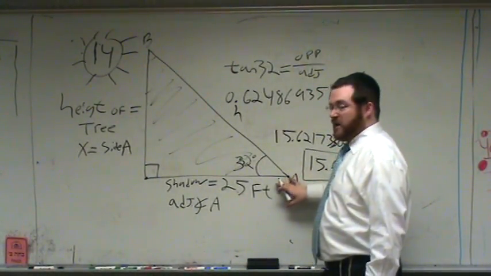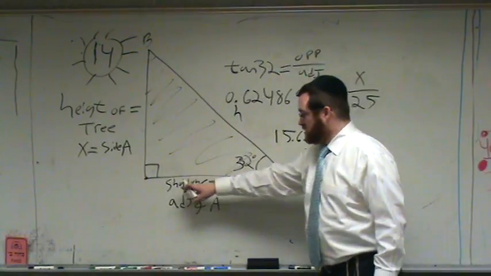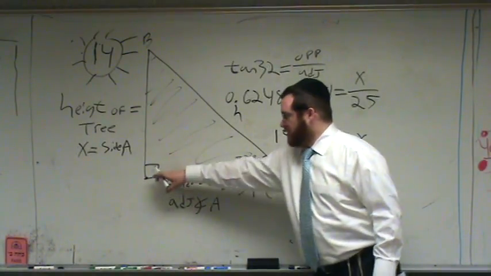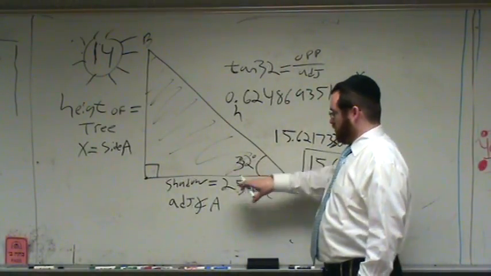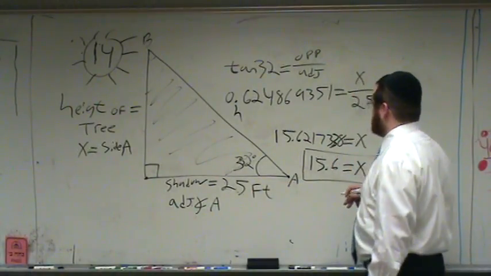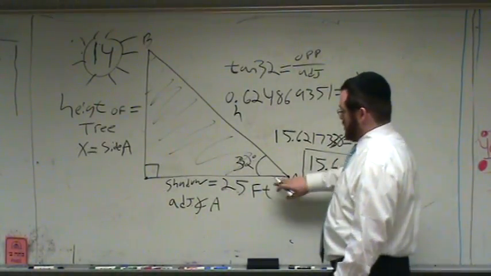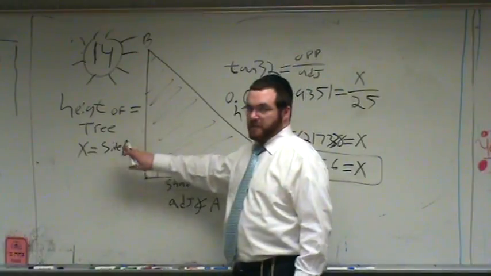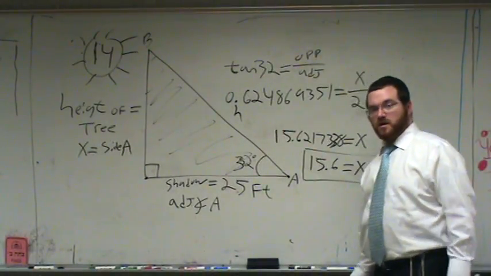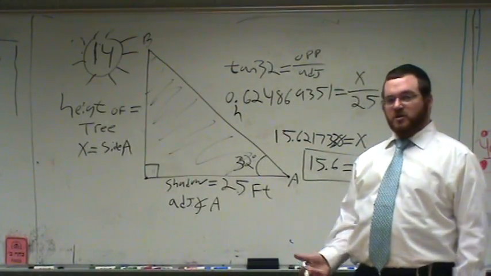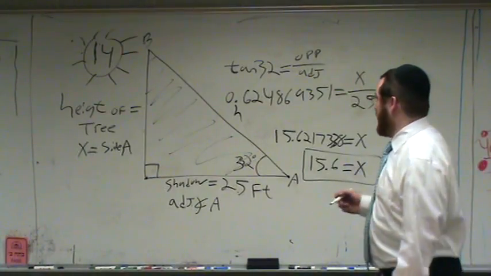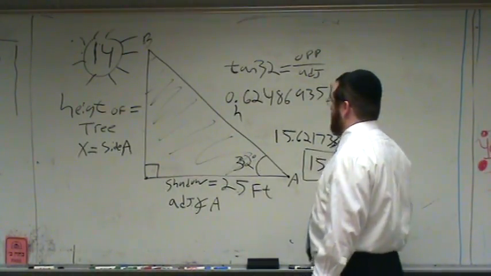So what's touching angle A is the shadow, the length of the shadow from the tree to the ground, which is 25 feet. So we know the adjacent side, and we want to find the opposite side. So what deals with opposite and adjacent side? Tangent. Tangent is opposite over adjacent.